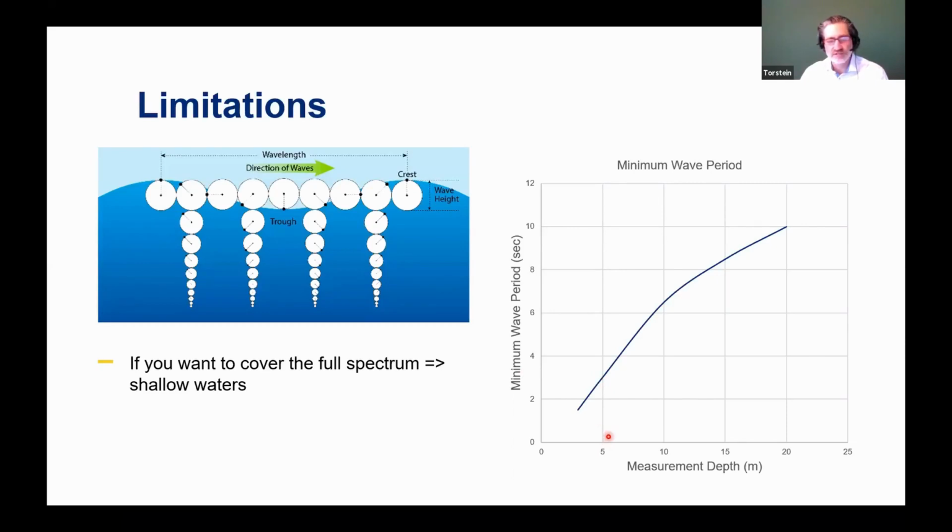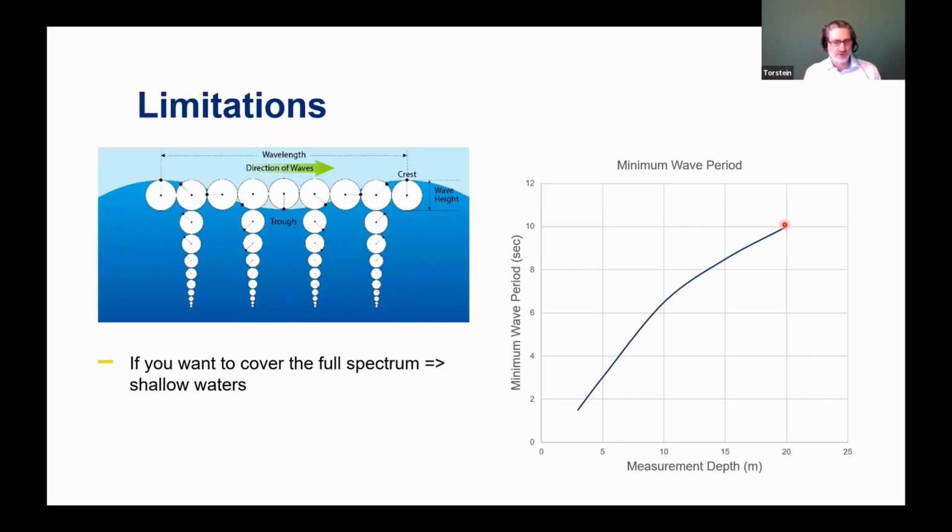But if you move this instrument out to a depth of about, let's say, 20 meters, which might be excessive for this instrument, it means that the shortest wave that you would be able to measure wave quantities for would be about 10 seconds. So you can see that the penalty for moving it to greater depth is quite extreme. This means for people using PUV method instruments that you're limited to very shallow waters, let's say 5 meters, if you want to cover the full spectrum of waves.